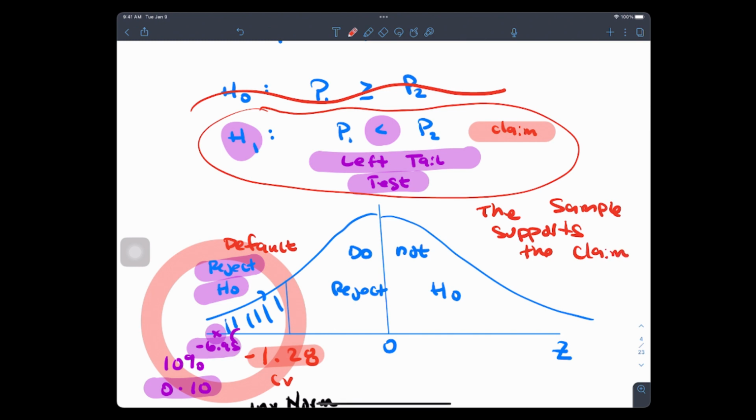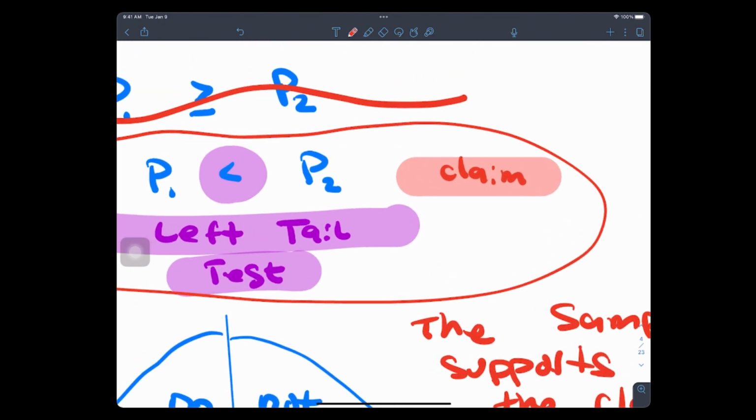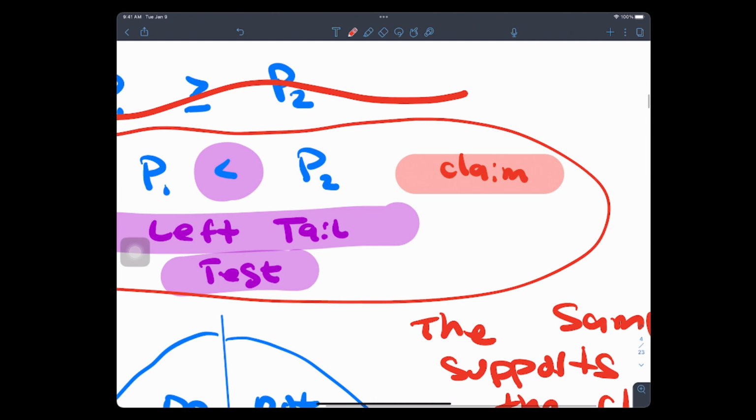How do you guys know the sample supports the claim? Because you just embrace the what? The claim. You're accepting the claim, which happens to be the alternate. So if you circle the claim, the sample supports the claim. If you cross out the claim, the sample what? Does not support the claim. Is that easy peasy? What do you guys think?